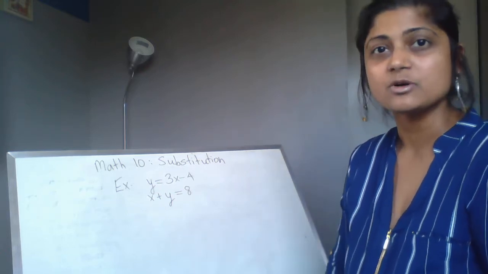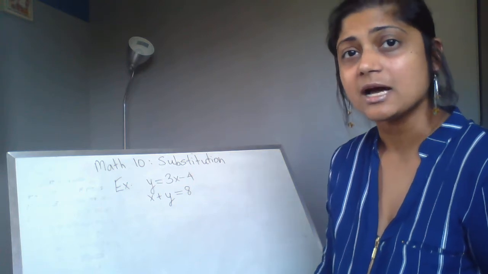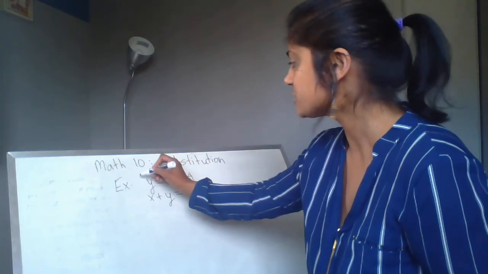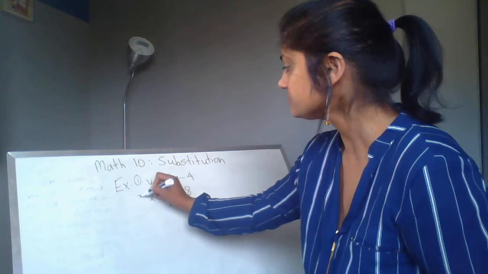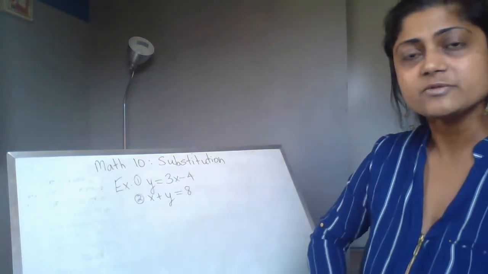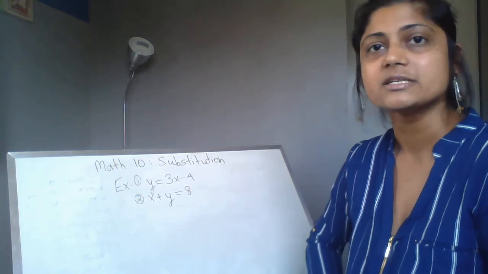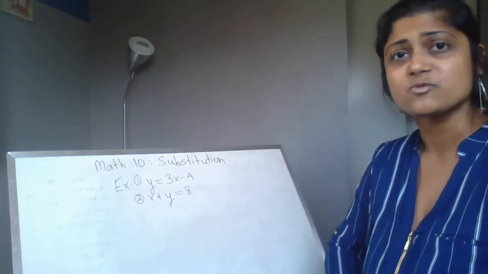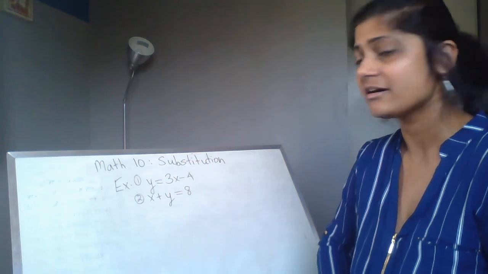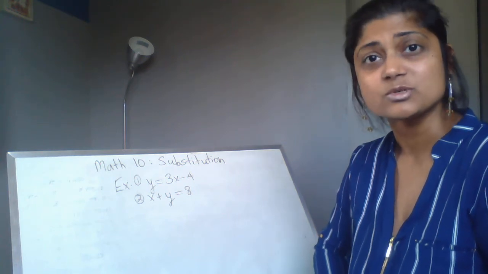I wrote an example on the board. Okay, so you're going to have two separate equations. So we're just going to number them. Each of these equations represents a separate line. So my first line is y equals 3x minus 4. And the second line is x plus y equals 8.